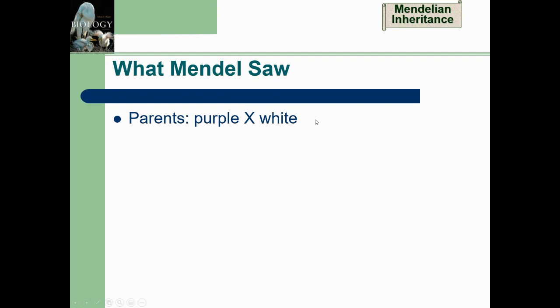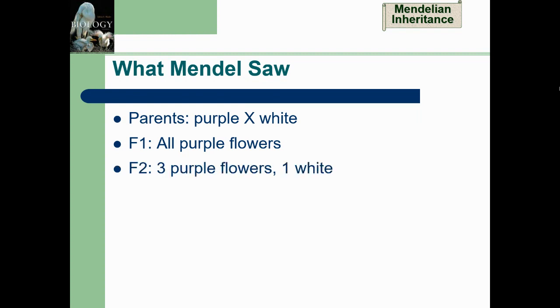When he crossed a purple times a white individual in the P generation, his F1, his first filial generation, had all purple flowers. Then, no matter what trait he was looking at, crossing these true breeding parents, the next generation had all of one trait. And then when he picked any two randomly of those and crossed them, the results always led to an approximate ratio of 3 purple flowers to 1 white.